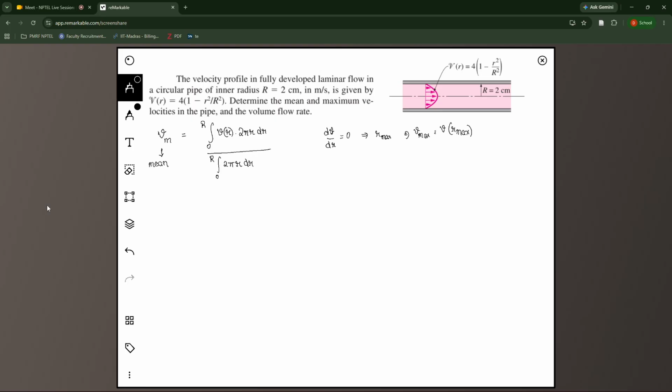In this particular case, it's actually straightforward. You can see the velocity profile, and from that you can say that velocity is maximum at r equal to 0. So r max will be 0, and from this it will be equal to 4 meter per second. This is a straightforward one. The mean value also you can calculate, and the final one is the volume flow rate. How do you get volume flow rate? It is velocity times area. So V of r times 2 pi r dr between 0 to r.